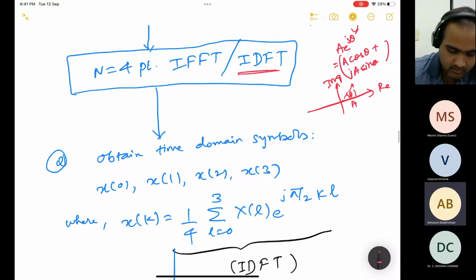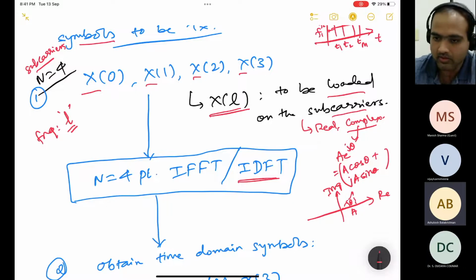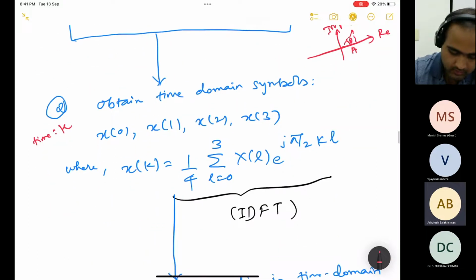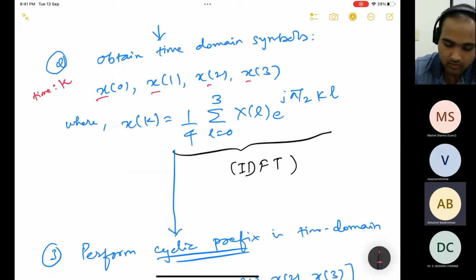Say initially we have the frequency domain symbols as capital X 0, 1, 2, 3. Remember that in the frequency domain we will be indexing using L, and in the time domain we will be indexing the symbols with K and small x. Say we obtain in the time domain small x 0, 1, 2, 3, and the IDFT formula is given in, say, equation 1.